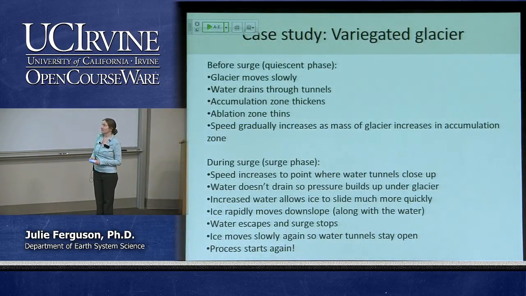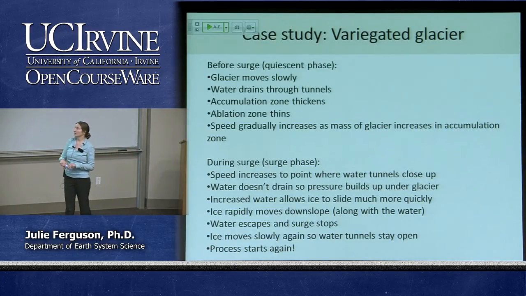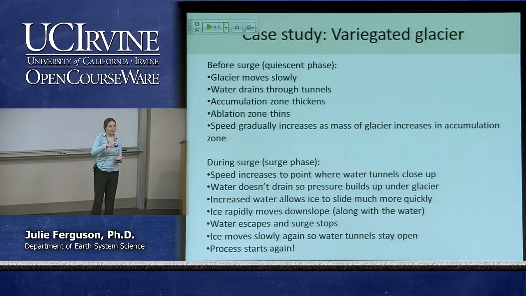And what we think is going on is before the surge, in that quiescent phase, the glacier moves really slowly and water actually drains through tunnels. So instead of being distributed evenly, it's draining through tunnels. And because the ice is moving so slowly, those tunnels can remain open. And so our accumulation zone gets thicker at the top and the ablation zone thins out because we're not getting much movement of ice. And then as we start building up more and more ice in that accumulation zone, eventually the speed of our ice starts getting faster.